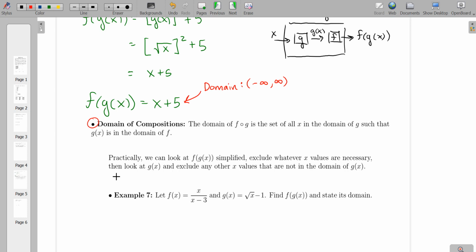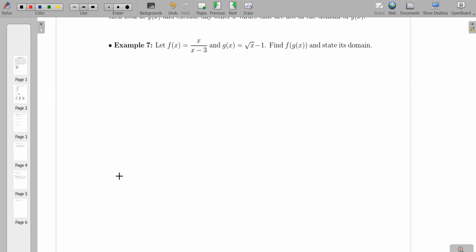And so let's look at example 7, and this will help give us a way to approach this really systematically. So again, I'm being asked for f of g of x. So f of g of x is going to be equal to, instead of x's here, I'm going to put g of x's. So g of x over g of x minus 3.